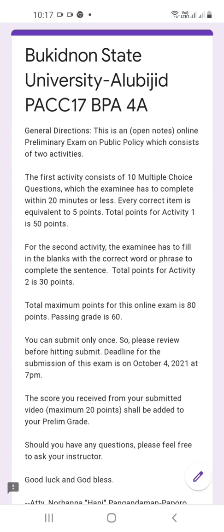You can submit only once, so you have to really review your answers before hitting submit. The deadline was yesterday at 7 p.m. Unfortunately, not really some of you, but only 2 of you, requested to extend the deadline for the submission of the exam because they were busy with their lives, etc.